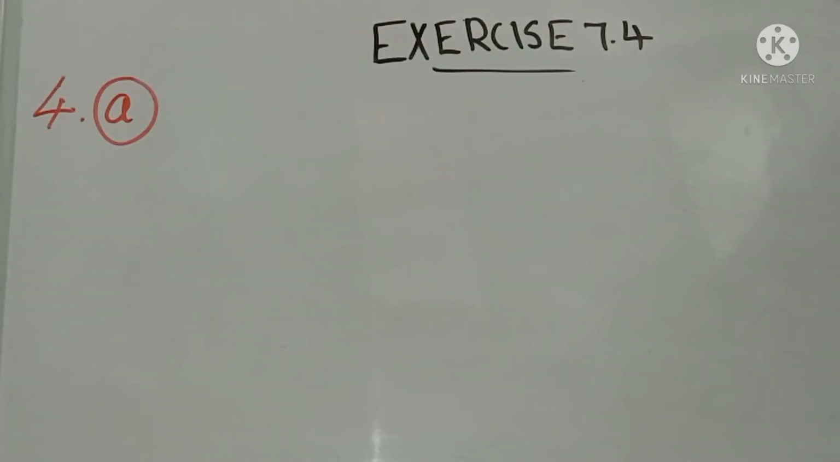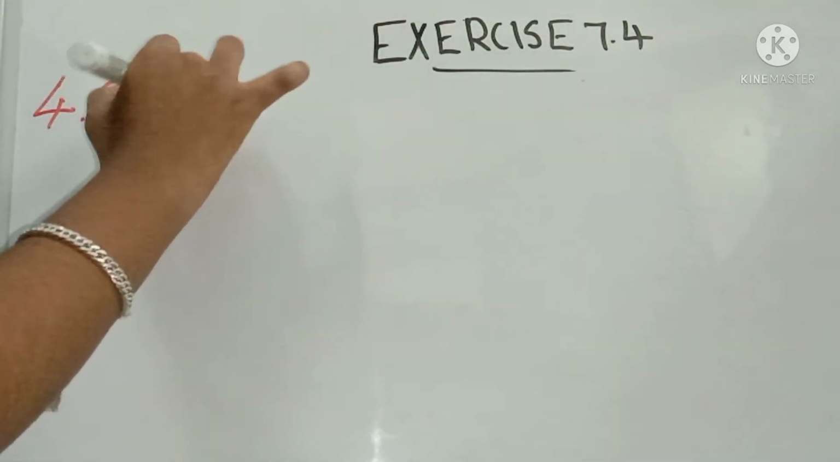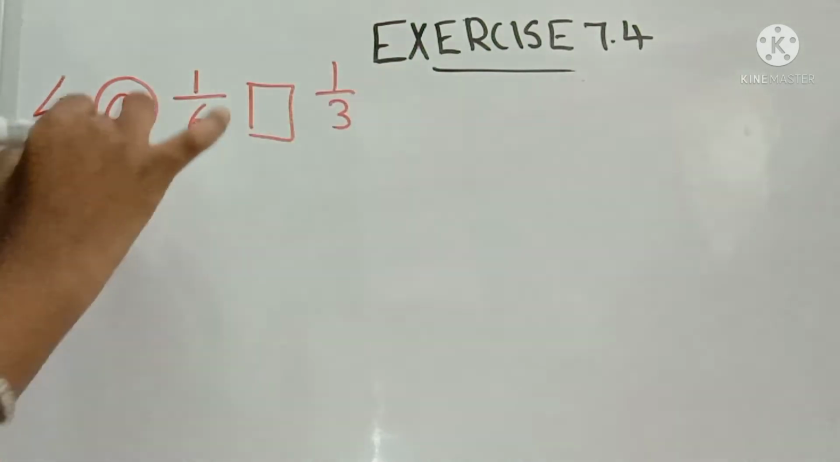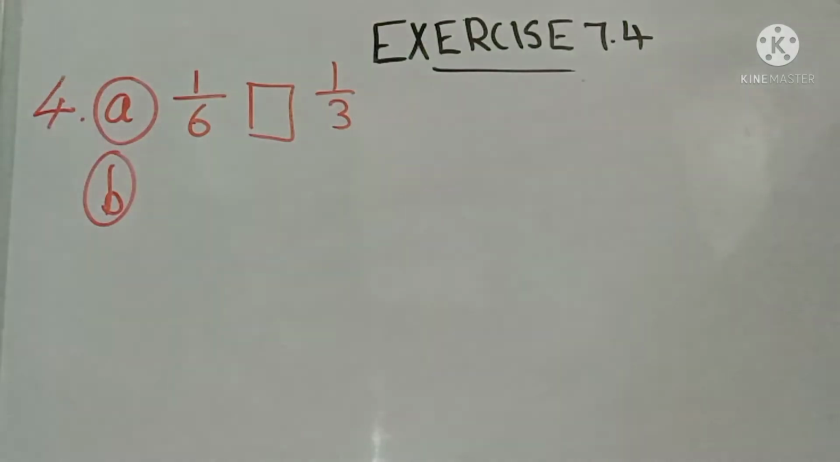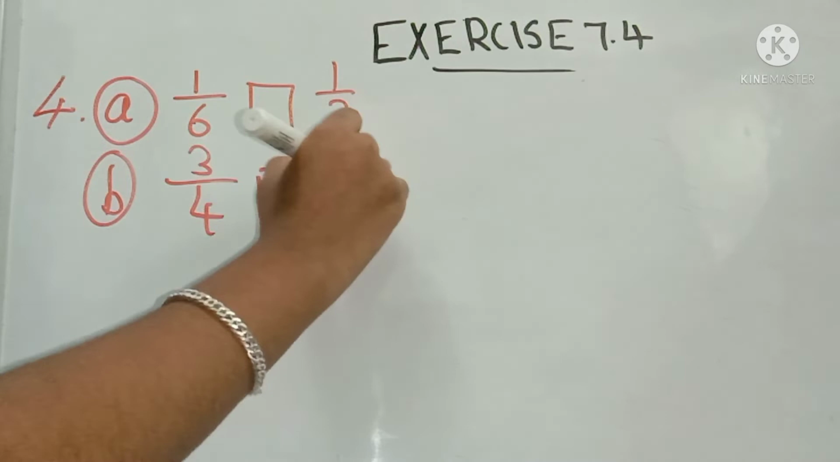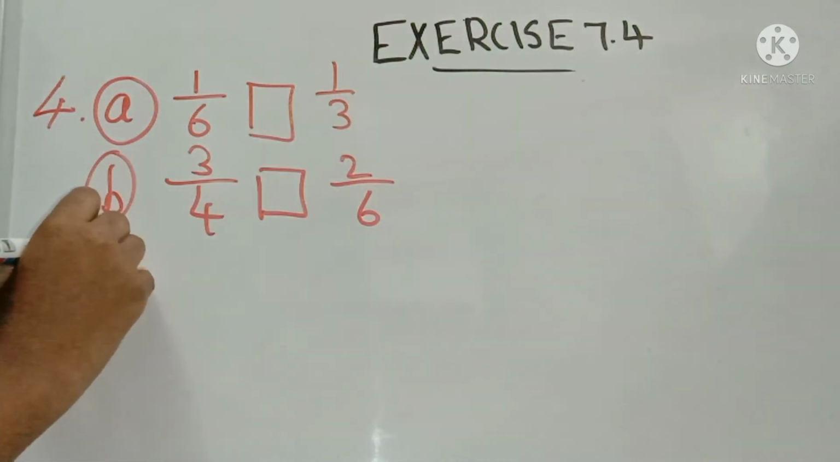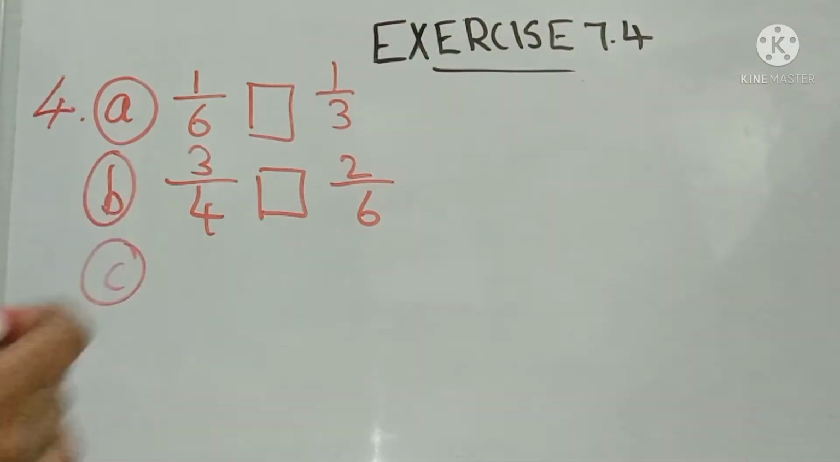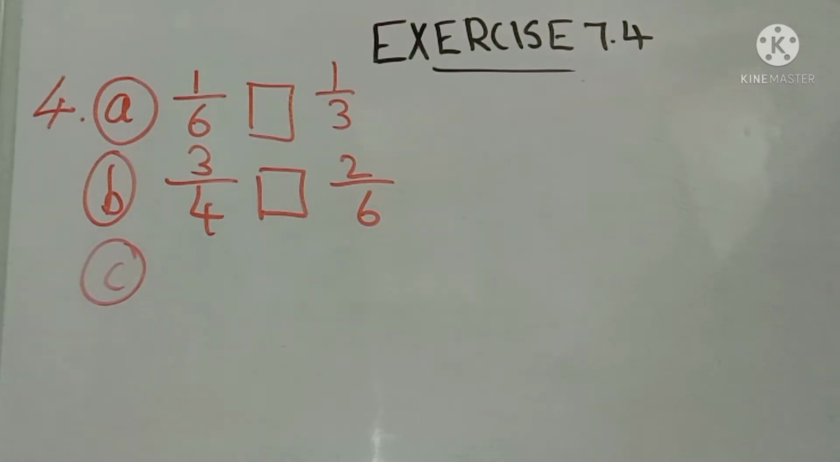That is 1/6 and 1/3. Then B question is what? 3/4 and 2/6. Next C question, that is what? 2/3 and 2/4.